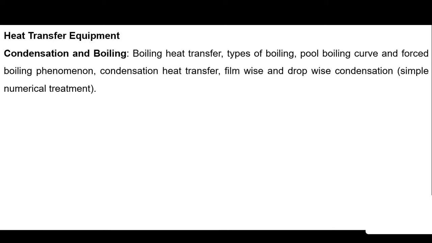Unit number 6, the last unit of the syllabus, we are going to discuss heat transfer equipment. In this, we are going to first talk about the processes of two-phase heat transfer, that is condensation and boiling, in which we are going to talk about boiling heat transfer, types of boiling, pool boiling, forced boiling, condensation heat transfer, film-wise condensation, and drop-wise condensation with a small, simple numerical treatment.